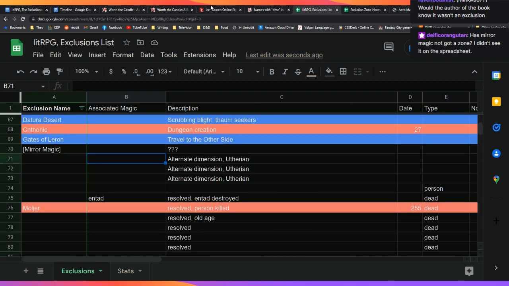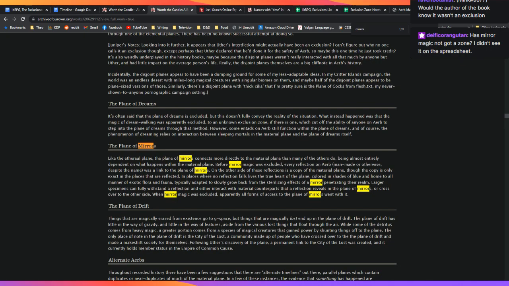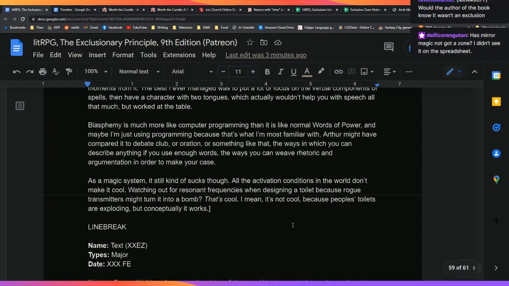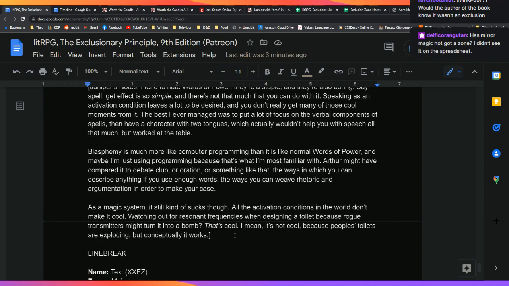So, yeah, I've totally forgot writing this. All forms of access to the plane of mirror. Like, this is interesting. So yeah, we'll call that one that needs to be in. I don't believe Mirror Magic was on the full list of skills, though. I'm not going to open it up right now.